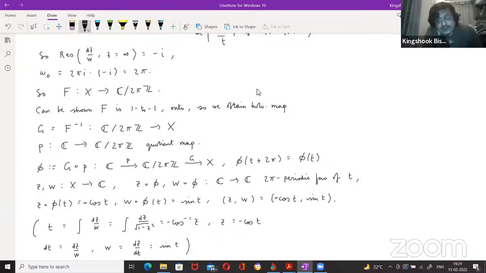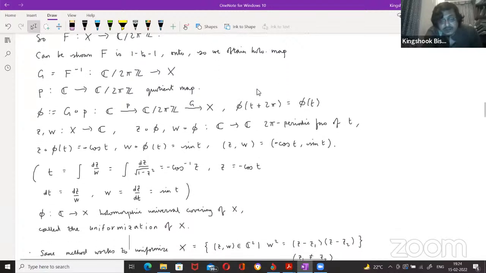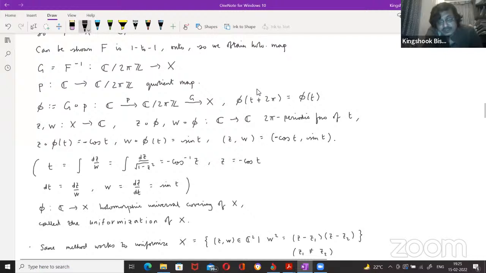So that means t is minus cos inverse z. So z is minus cos t, or, oh, there's a mistake here. Z will be just cos t. Sorry. There's a minus t and then you take cos. So z will be cos t. And then from this t equal to integral dz over w, we have dt is equal to dz over w. So if I solve for w here, that means w is dz over dt. So if z is cos t, then w will be minus sin t. Okay, so what I get is cos t and minus sin t. So w will be minus sin t and z will be cos t.